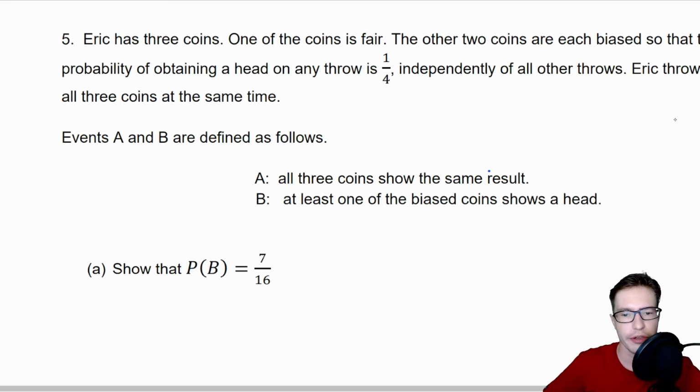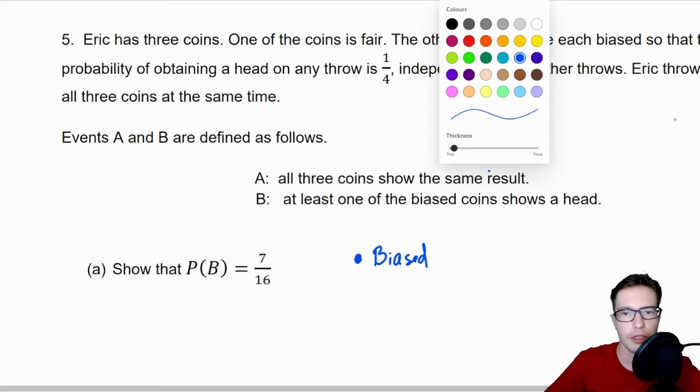Okay, question 5 is about coins. So we have 3 coins and 2 of them are biased. And to start with, I'm going to draw a tree diagram. And for that diagram, I'll use a blue color for biased coins and black color for fair coins.